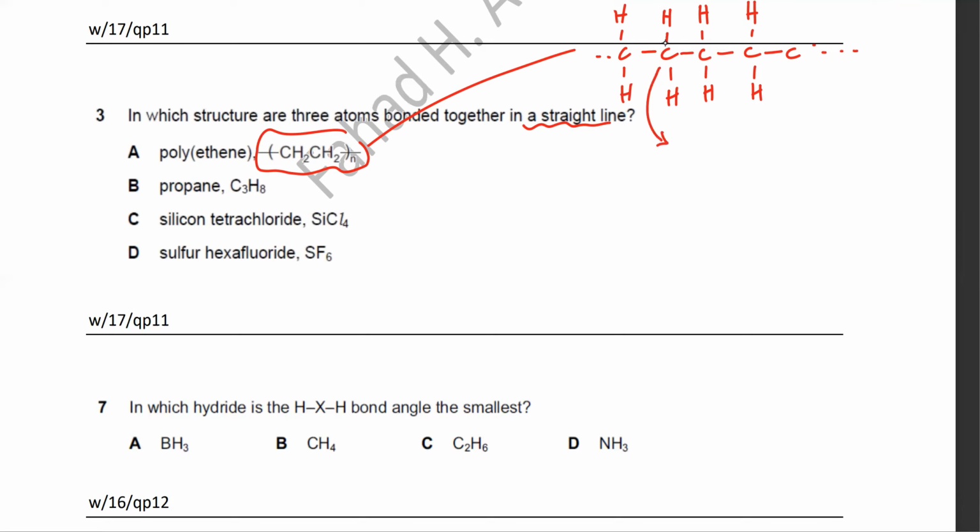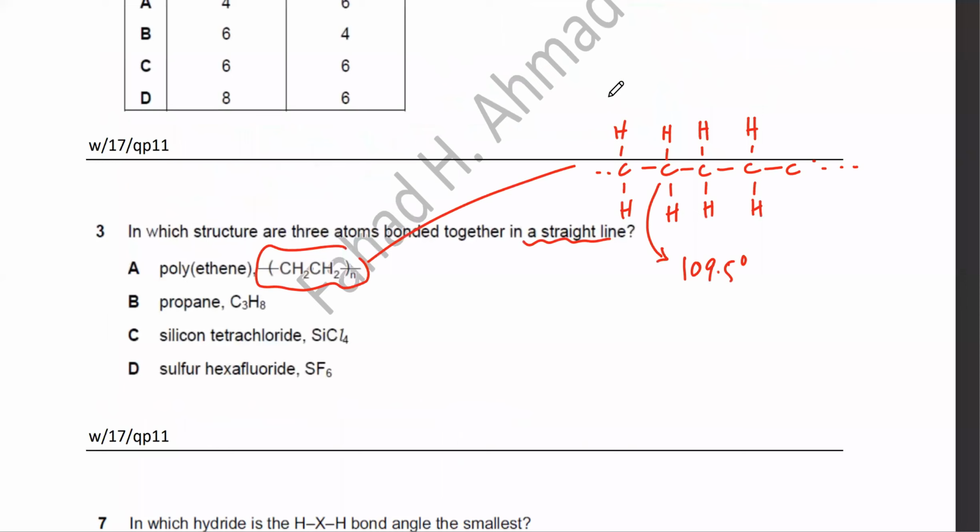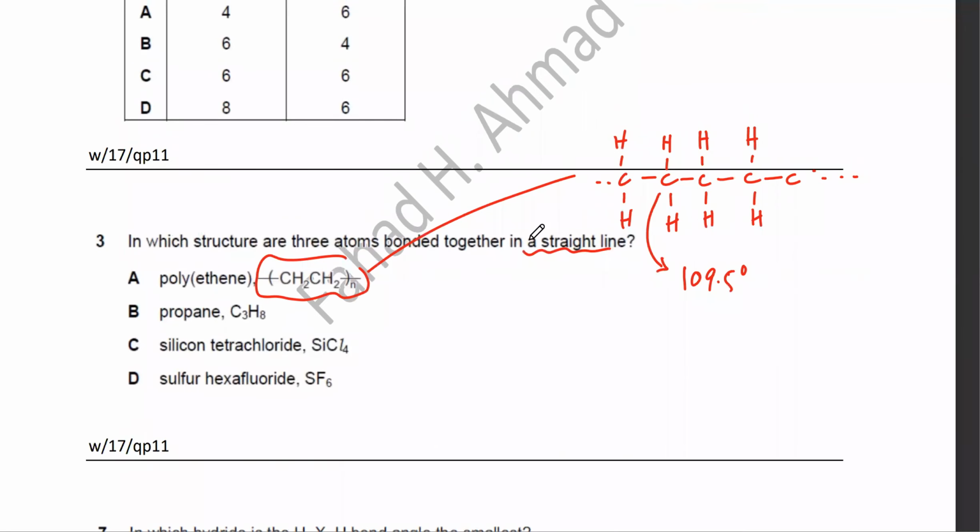Okay, anyone? What is the angle? 109.5. Okay, so it's going to be 109.5 degrees. And always remember that the molecular formula or the structural formulas that they gave you is not the actual shape. This only tells you how the atoms are connected together.